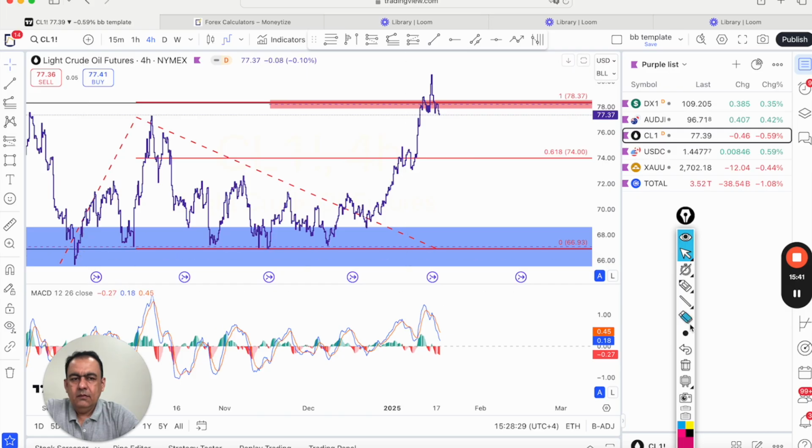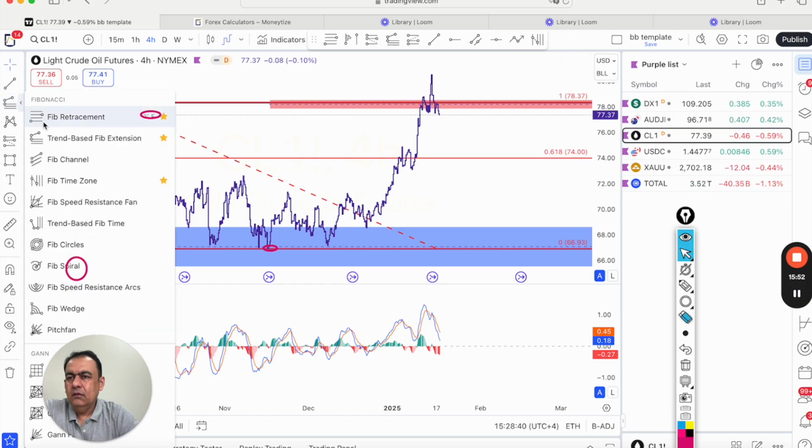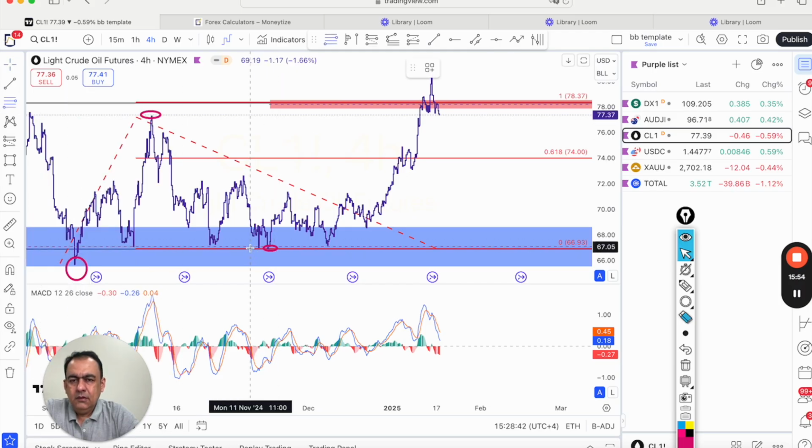So can we use the Fib retracement starting from, we have A, B, and this is the lowest, C. So I'm going to use Fibonacci retracement to gauge the level of retracement.